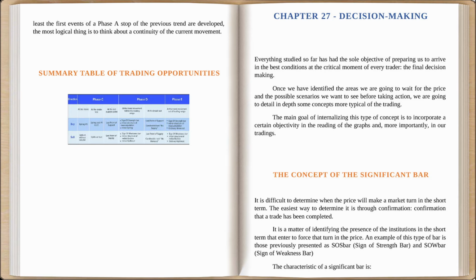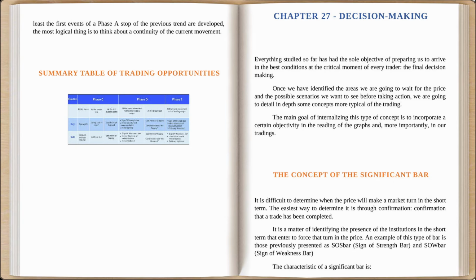The concept of the significant bar. It is difficult to determine when the price will make a market turn in the short term. The easiest way to determine it is through confirmation that a turn has been completed. It is a matter of identifying the presence of the institutions in the short term that enter to force that turn in the price. An example of this type of bar is those previously presented as the SOS bar, sign of strength bar, and the SOW bar, sign of weakness bar.